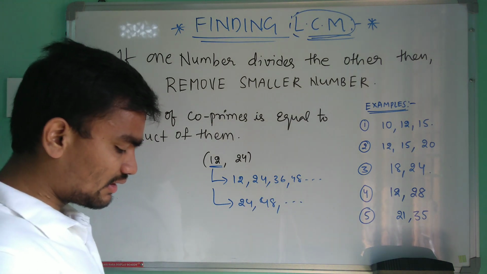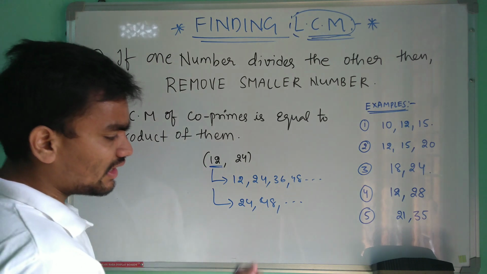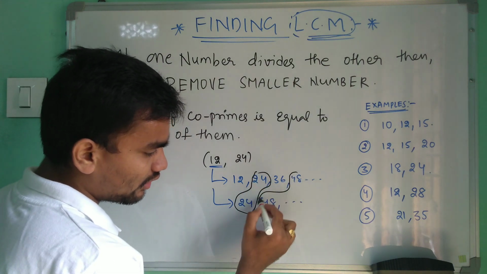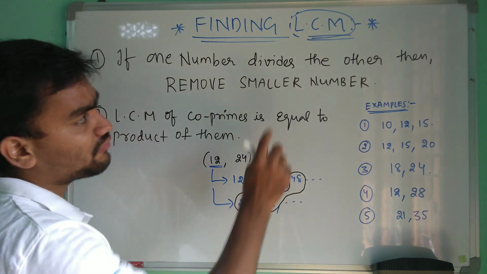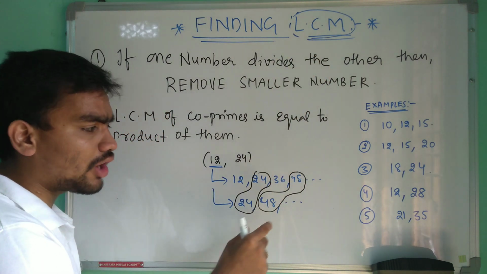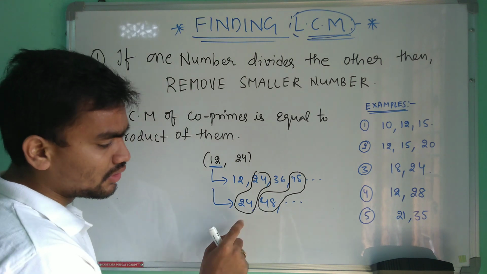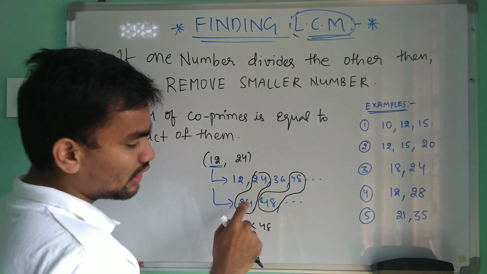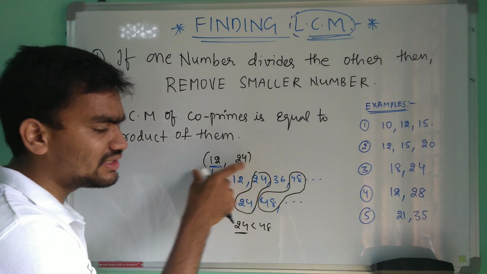So if you compare the multiples of these two numbers, you can observe that 24 is common to both of them, and again 48 is common to both of them. But from the definition, the least common multiple is called the LCM. So you can see that 24 is less than 48, so we can say that 24 is the LCM of these two numbers.